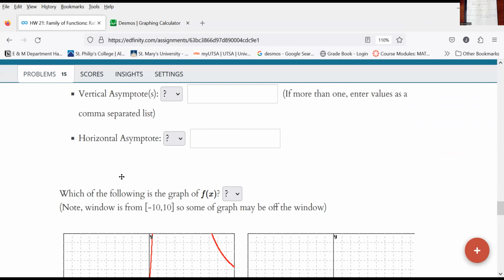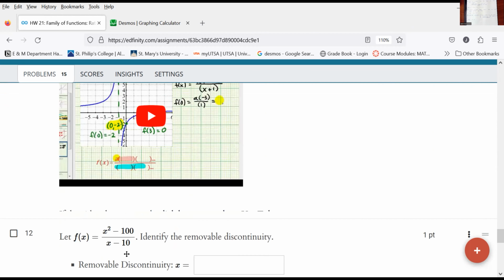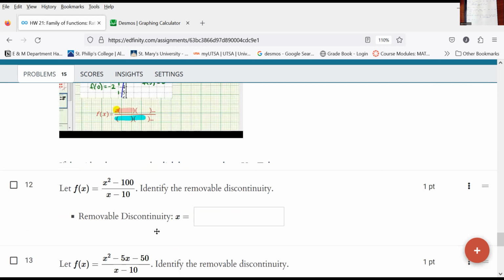Here, intercepts, you know how to do that. Removable discontinuity, so that's a calculus idea. Basically that means there's a hole that can be filled. So if you graph this, technically this will cancel with one of these. At the top, you get x plus 10, x minus 10. So that'll cancel one of these. So technically it's undefined at 10, but because they cancel, you consider that a removable discontinuity.